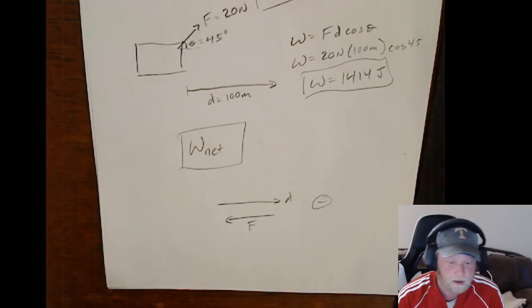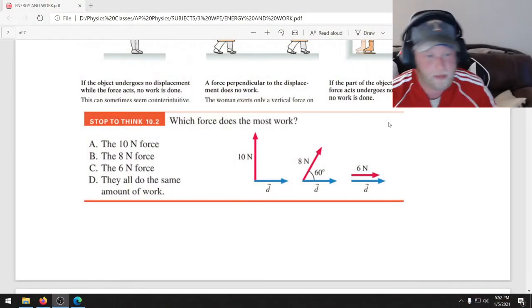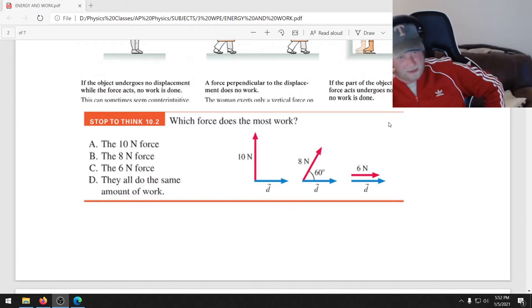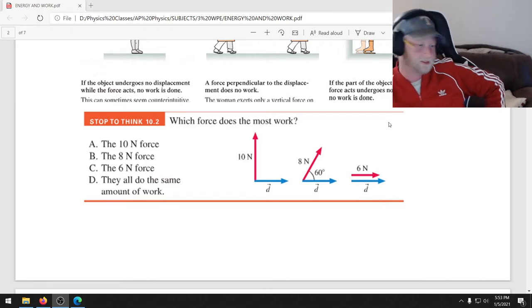So let's take a look at Stop to Think 10.2. We're given 3 different scenarios, and we want to know which force does the most work. The 10 Newton force, the 8 Newton force, or the 6 Newton force. So go ahead, pause that, and see if you can figure it out.